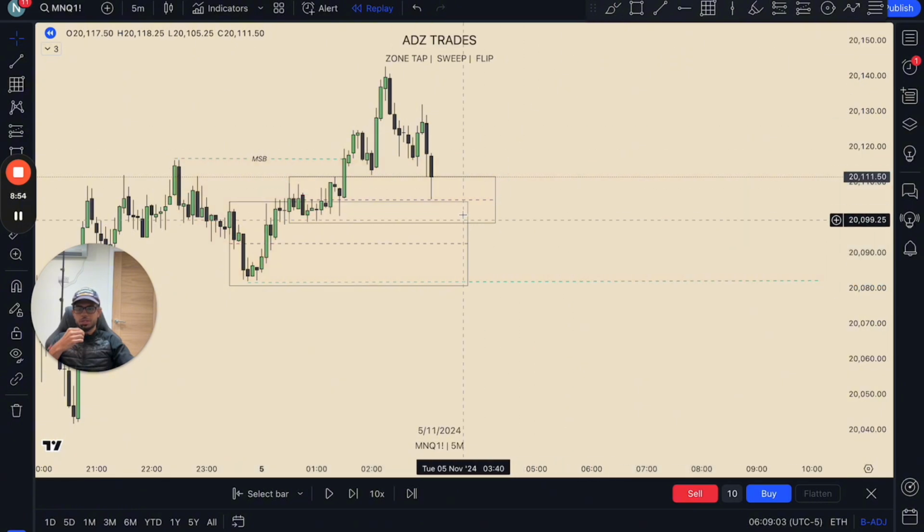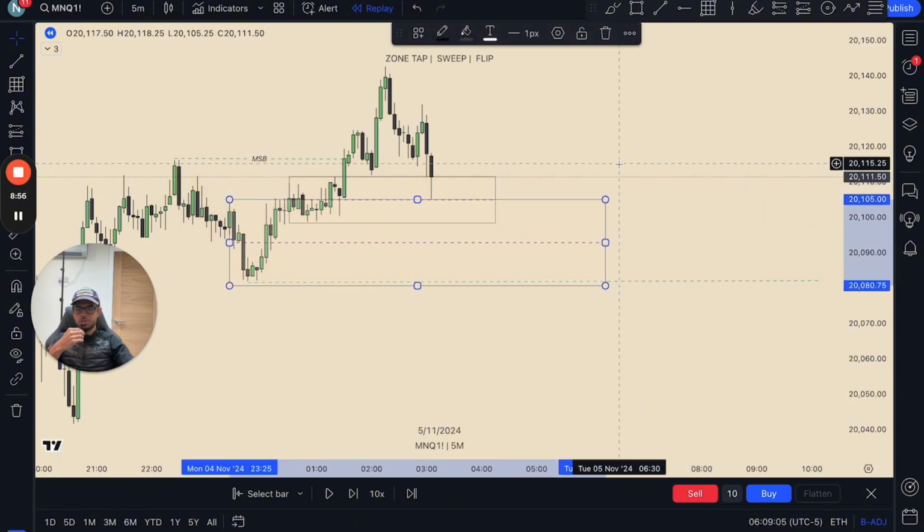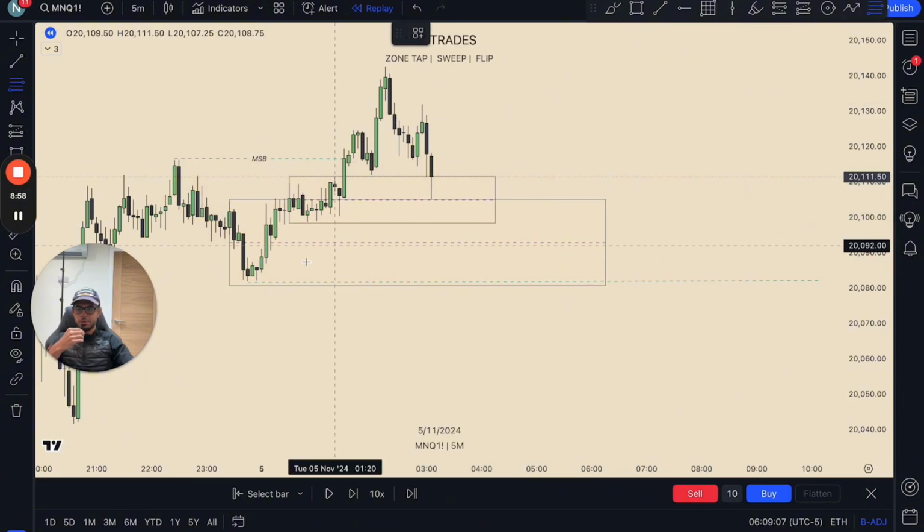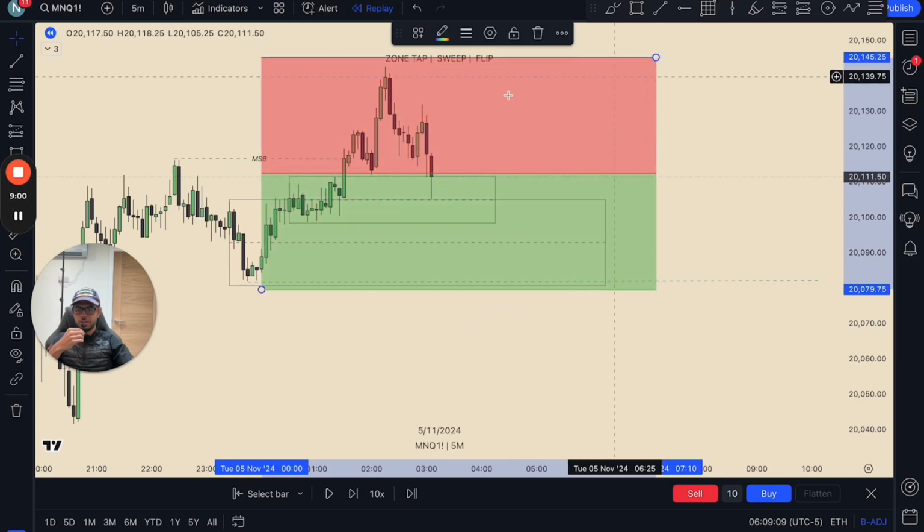So now again, which one do we use? Am I going to use this SNDR? Am I going to use this origin? Well, it's the same thing. They're both valid. Okay, they both have nice strength. They're both in discount. They both have liquidity.